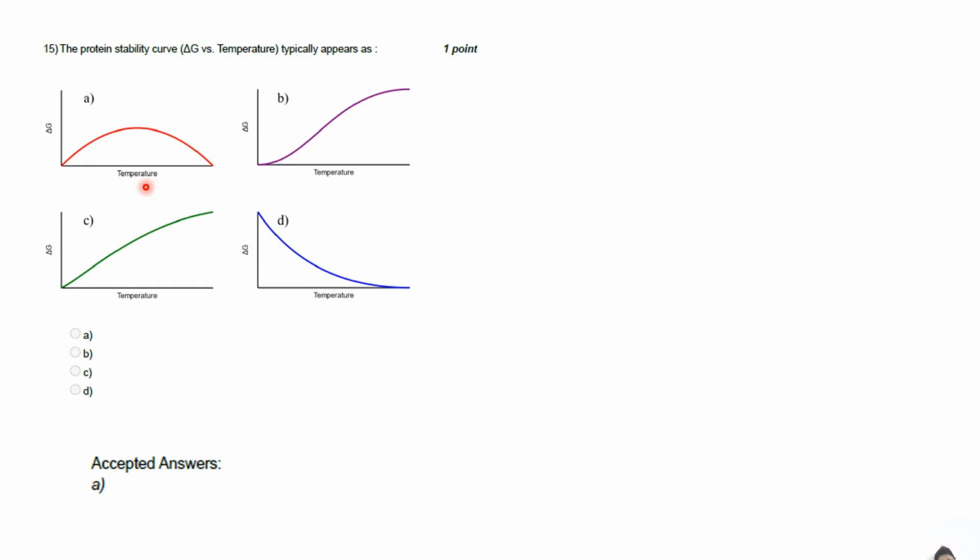Right? Sometimes the folded versus unfolded population fractions are drawn as separate sigmoidal curves beneath the delta G plot. Okay. So that is why A will be the correct answer. Okay. I'll wait for a few minutes. If you have any questions or any queries regarding this, you can ask me right now. Then we move on to the next question for today.